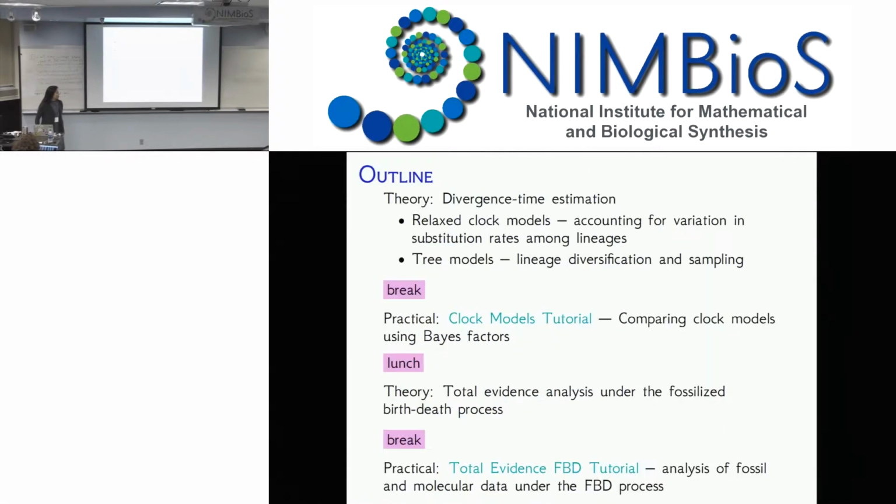So I'm going to start talking now about the issues with using fossil data and serial sampled data in these birth-death processes, and in this whole concept of joint inference of both the tree topology and divergence times and placement of fossils for these analyses. And then after a break, or hopefully before the break time, we'll be able to start this total evidence tutorial.